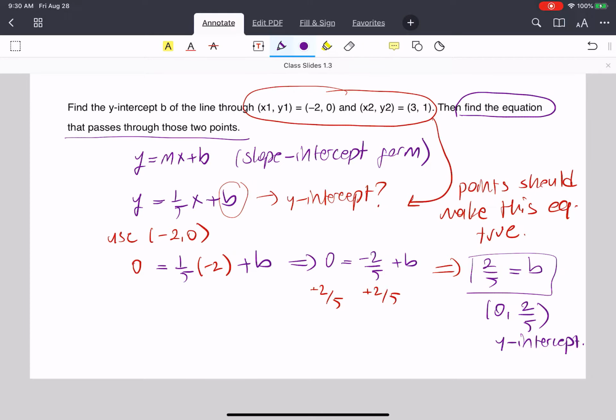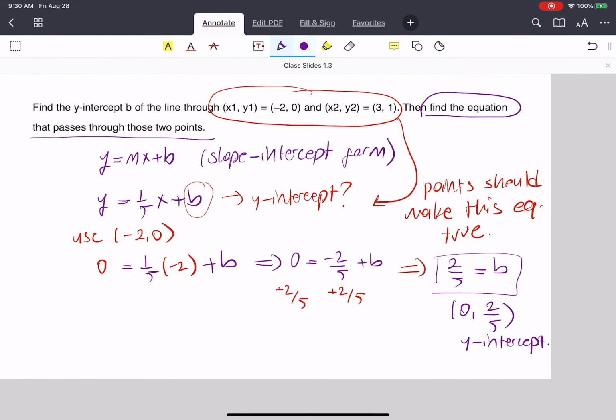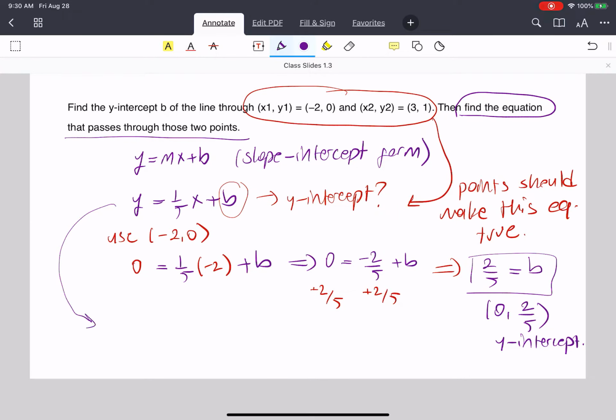Okay, and then let's complete our equation now. The equation that I originally didn't know has to look like y equals 1/5 x plus 2/5, because that is my y-intercept. So that is the equation of the line passing through those given points.